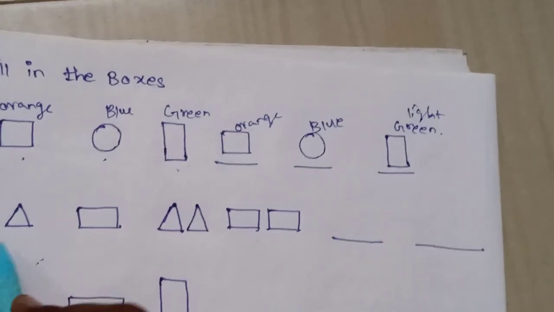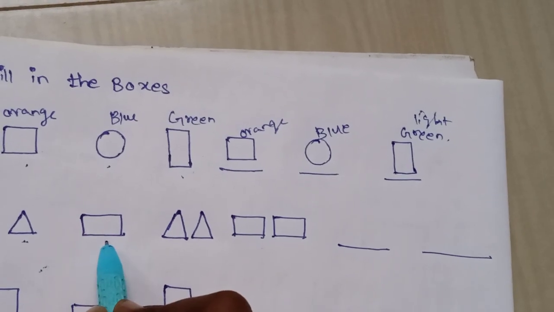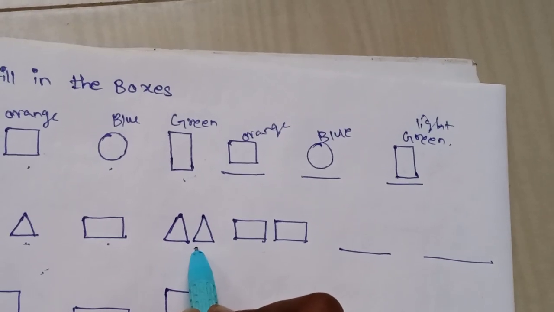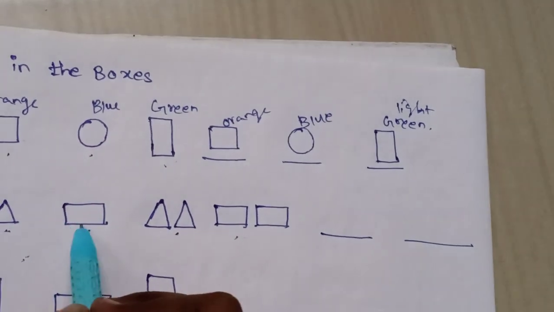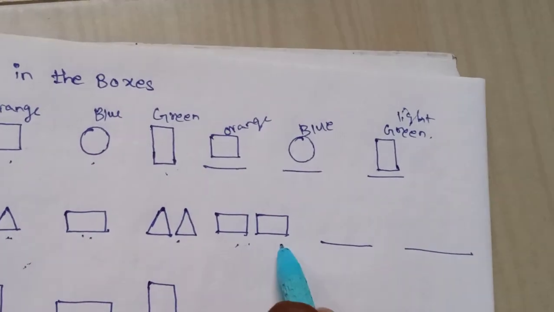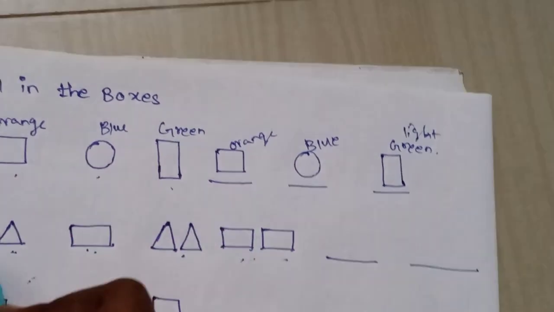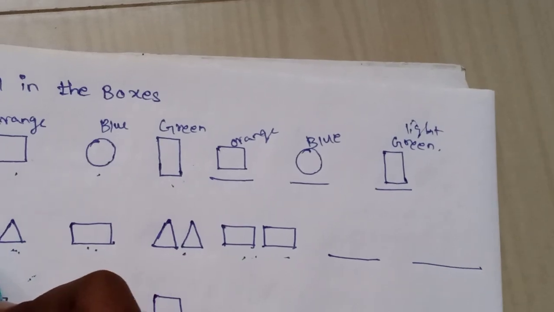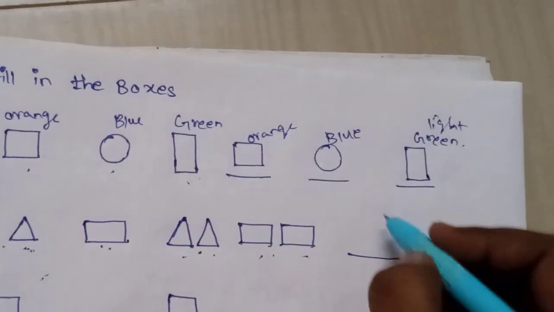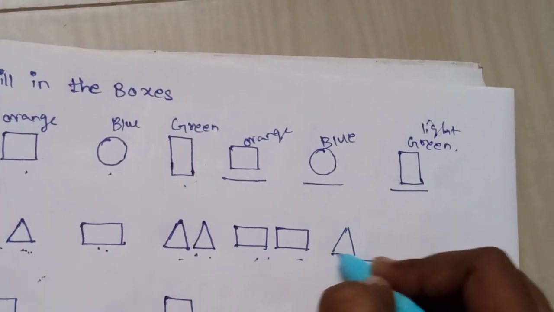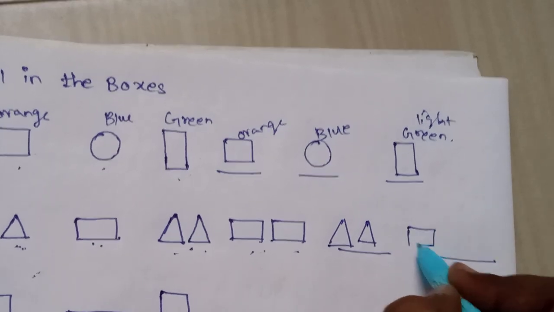Okay, so next they have given two triangles here, then a rectangle, then again two triangles, then two rectangles. So here they have given one, then they have given two rectangles. So the third time it has to be three rectangles, but this is a triangle, two triangles, and here also two triangles. So we have to maintain this as it is. Now we have to draw two triangles here, then we have to draw three rectangles.